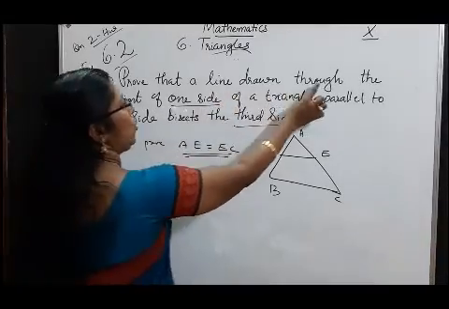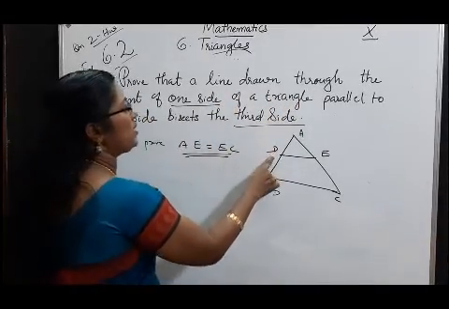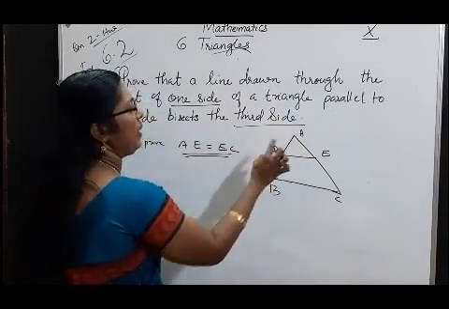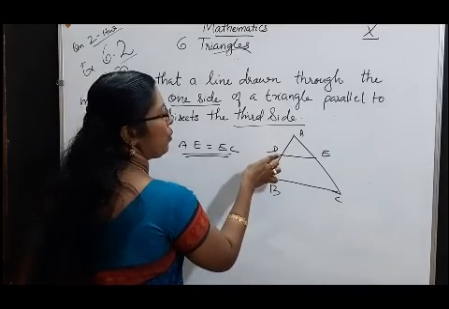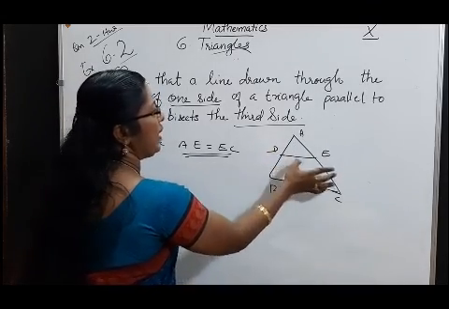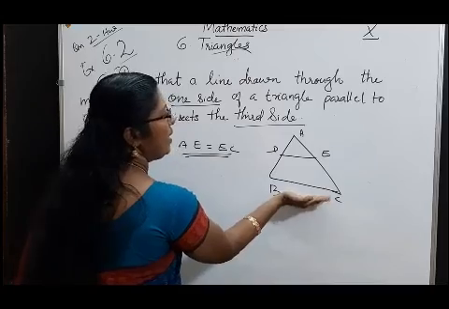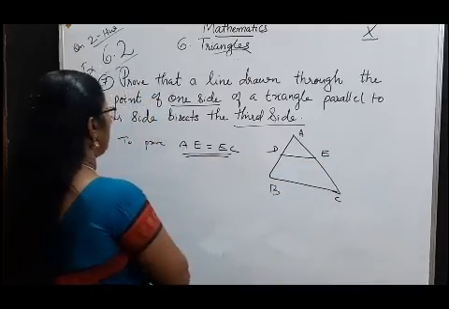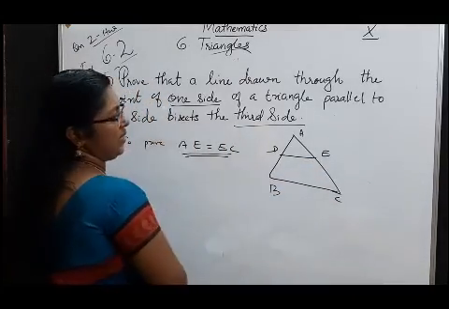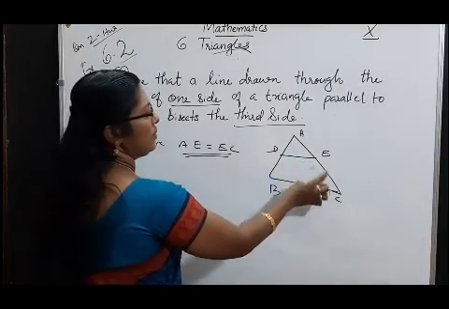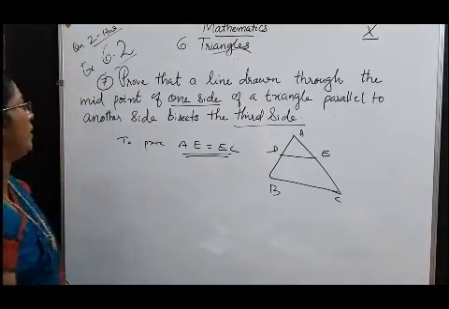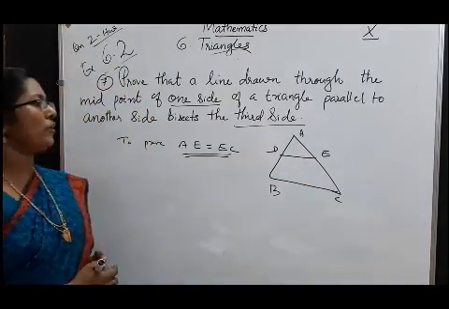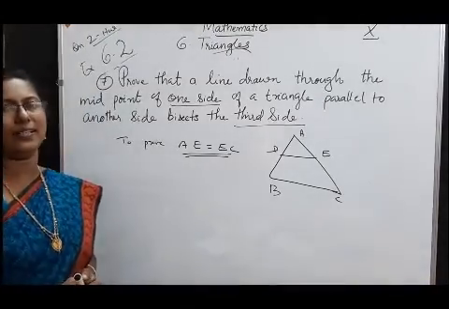A line is drawn through the midpoint of one side of the triangle, this is the midpoint of AB, parallel to the third side. This is the third side. The line parallel to the third side bisects the third side. We want to prove AE equal EC.